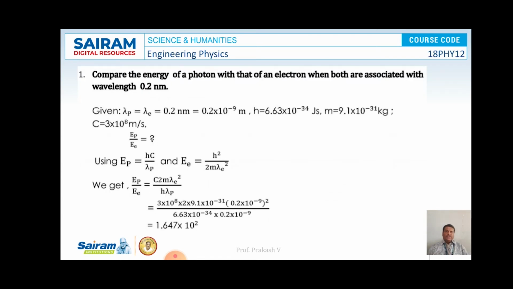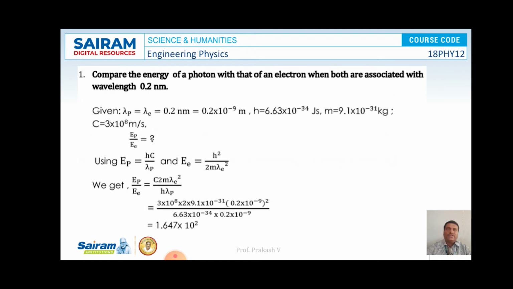Now let us concentrate on some problems related to calculating matter wave length as well as energy associated with fast moving particles. Now compare the energy of a photon with that of an electron when both are associated with wavelength 0.2 nanometer. So this is the problem.